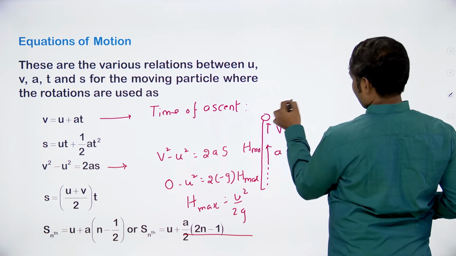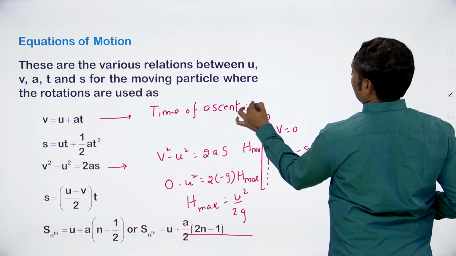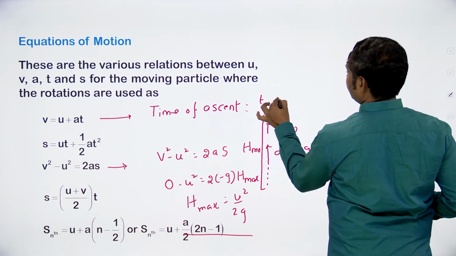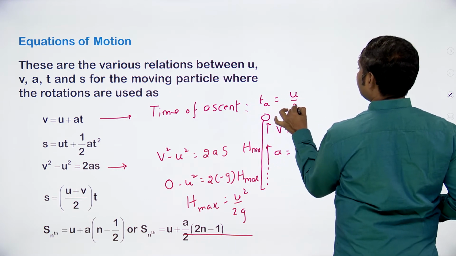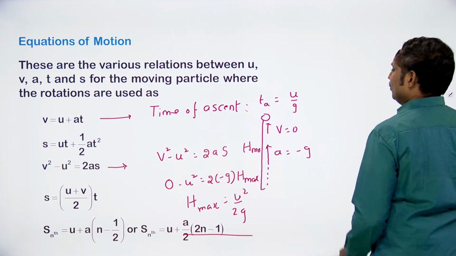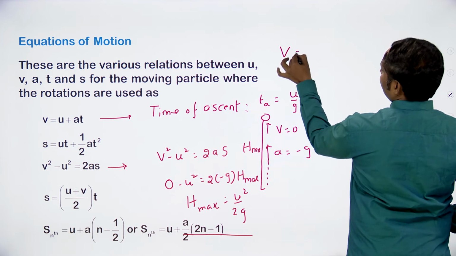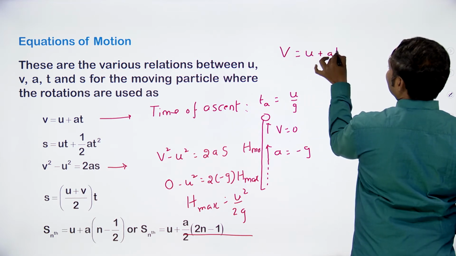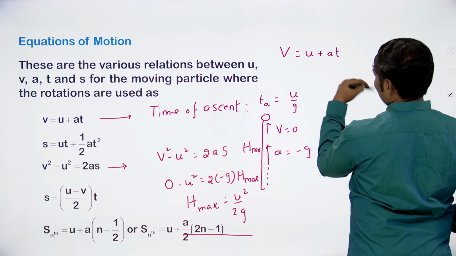So, the time of ascent, that is Ta, is equal to u by g. It is very clear, we would like to go for that. So, how are you going to get this one? v is equal to u plus at, it is very clear.